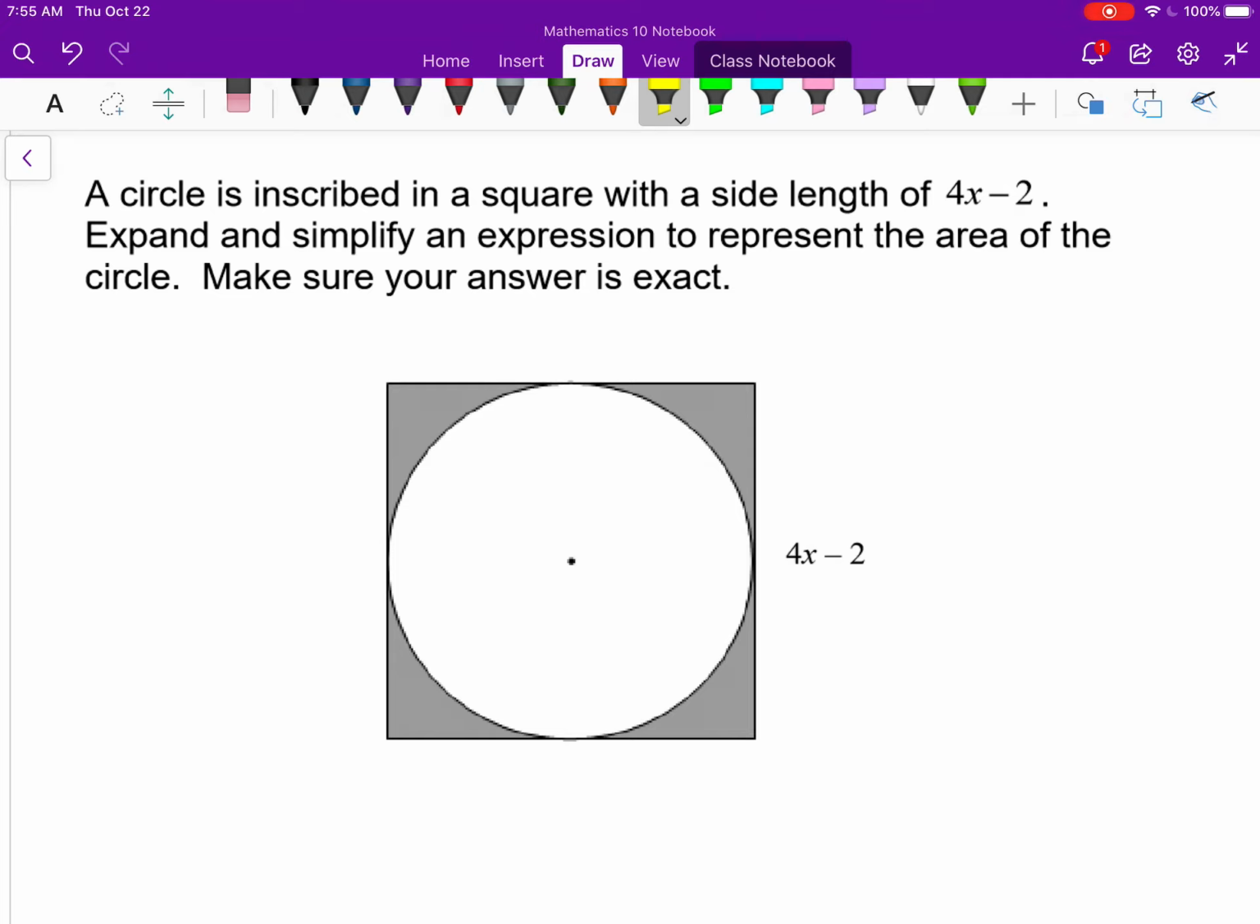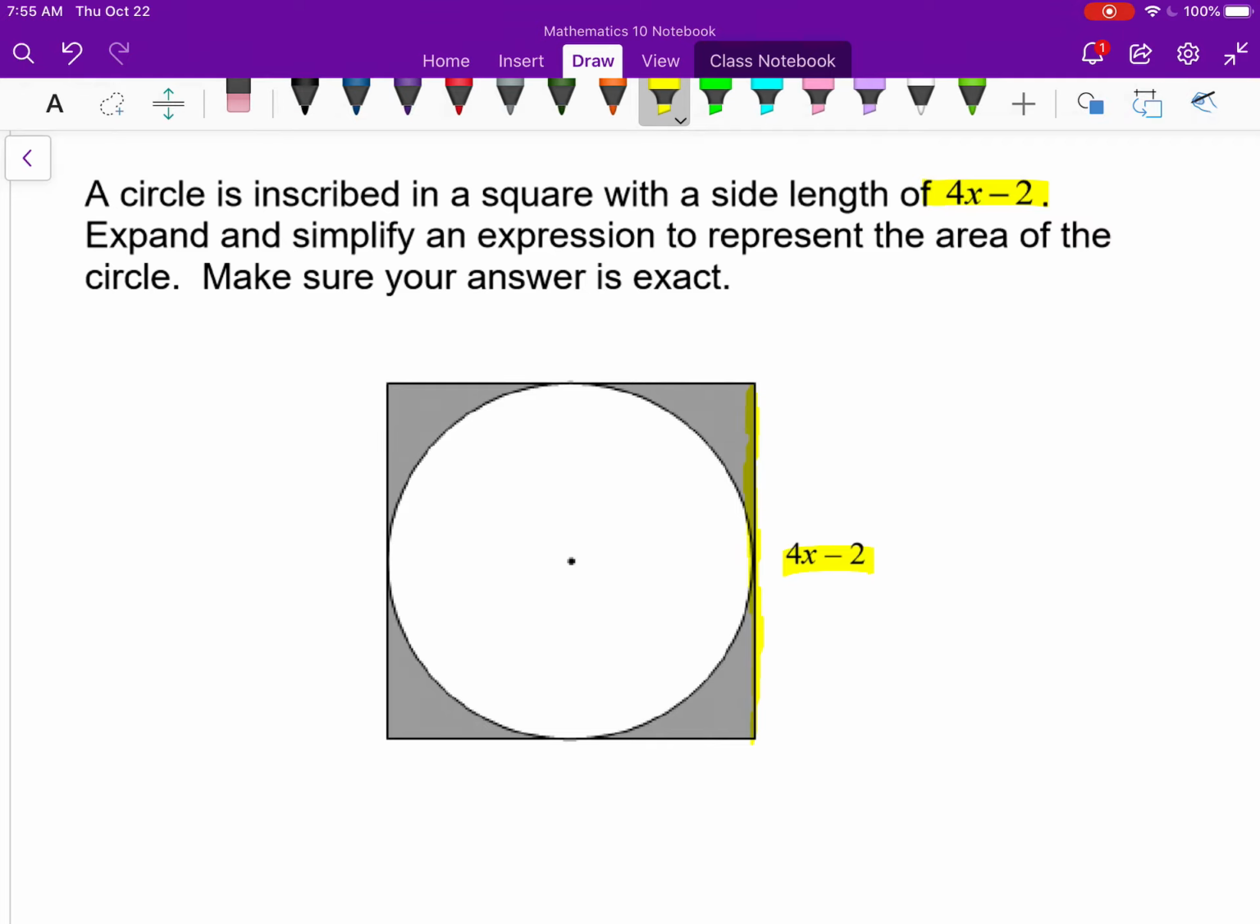And the square has a side length of 4x minus 2. And that's what you see from here to here. This side I'm highlighting is 4x minus 2. That's the length of that side. All right. Expand and simplify an expression to represent the area of the circle.